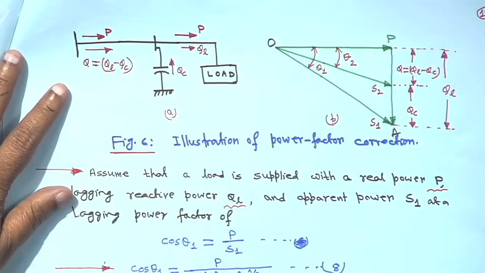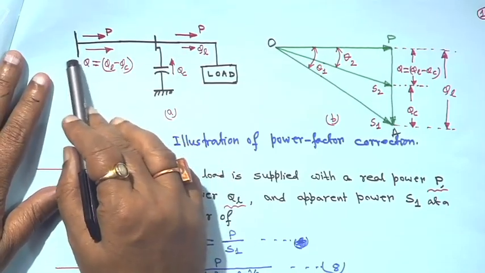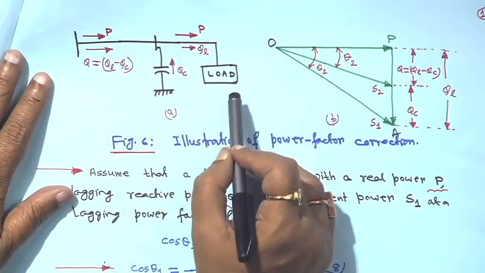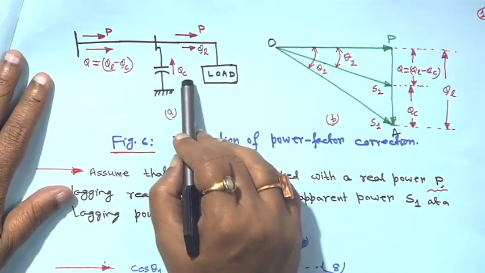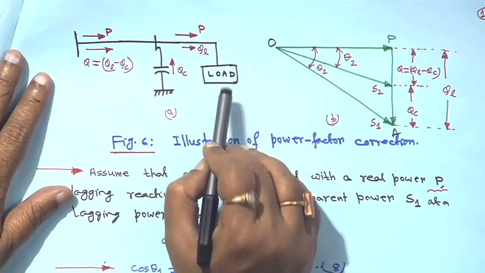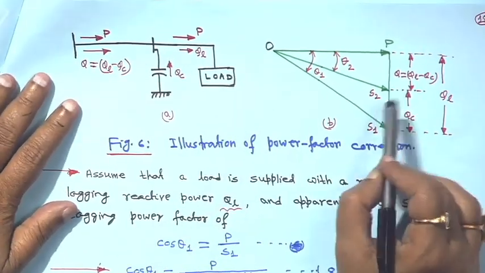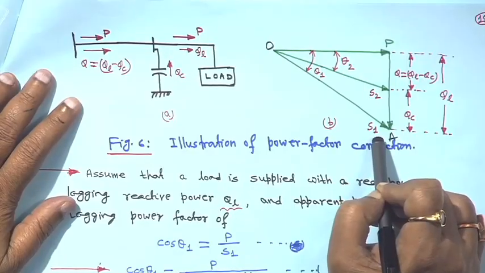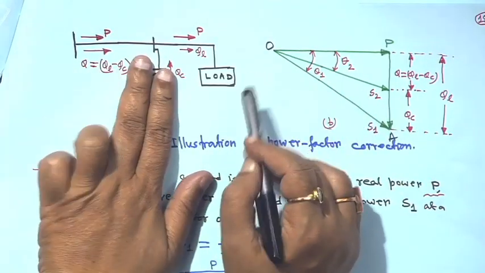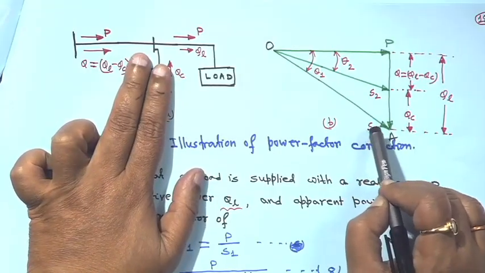In that case it will draw less reactive power from the source or from the grid, because effectively the load reactive power is getting compensated, so it becomes QL minus QC. Initially S1 is the apparent power, when nothing is there, it is equal to P square plus QL square.